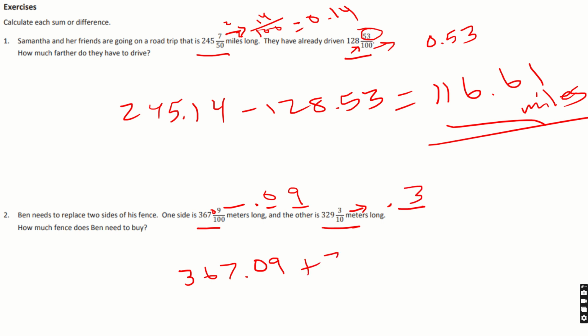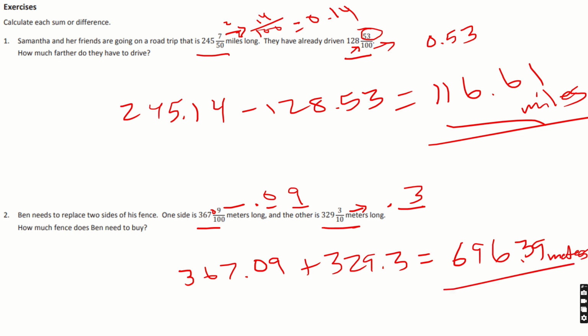So this plus 329.3. And when we add 367.09 plus 329.3, we get 696.39, and it's meters. That's how much fence or lumber he needs to buy.